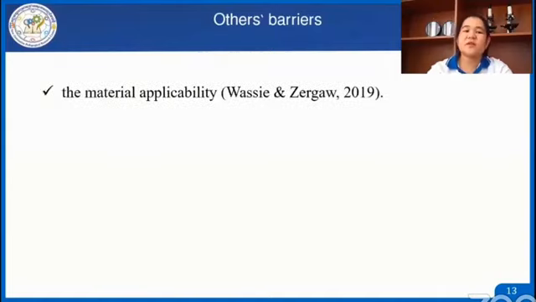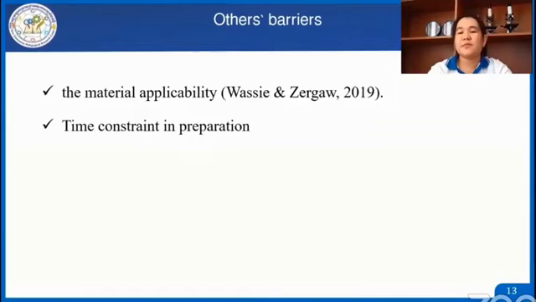There are also other barriers for both the students and the teachers. The first one is material applicability. In rural areas, they do not have the materials for technology because they are so poor. So when we want to apply technology in the classroom, it will be an issue for the rural areas.